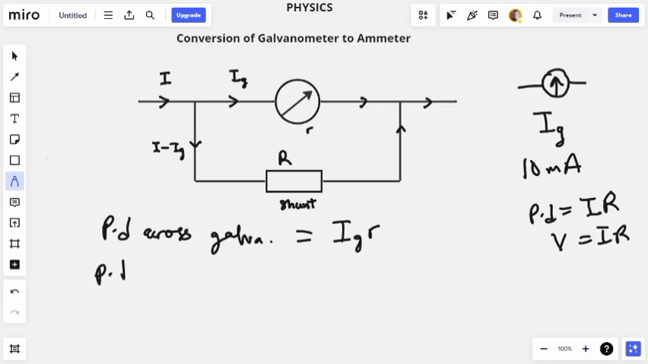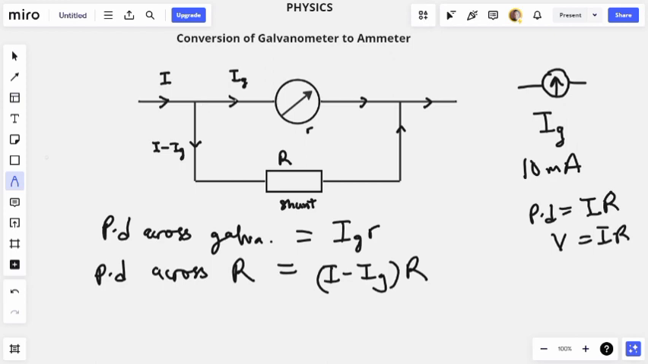And then the potential difference across the shunt resistor R, across the parallel resistor R, can be measured as the current through this resistor, which is I minus I subscript G, times the value of the resistor, which is R. That will give you the potential difference across the shunt resistor.